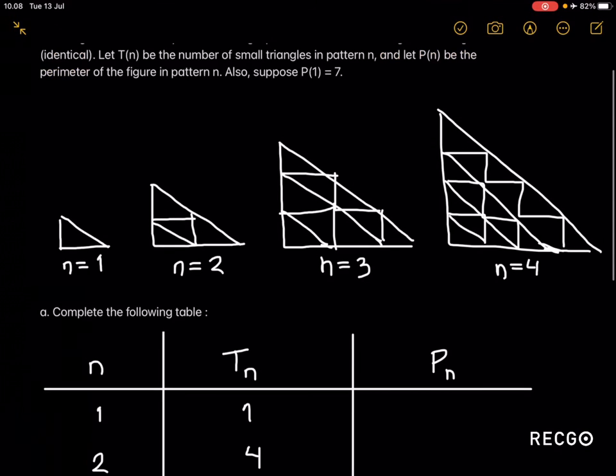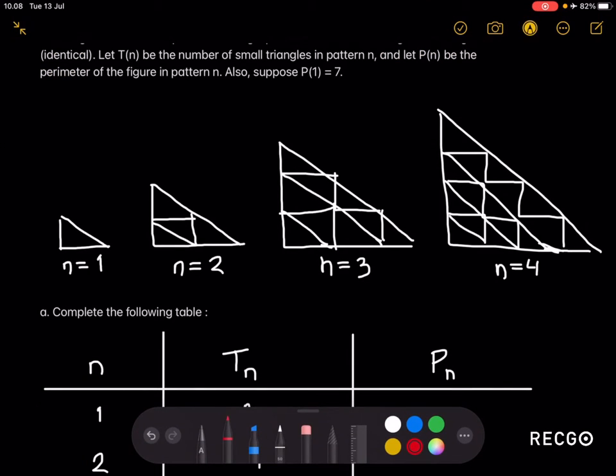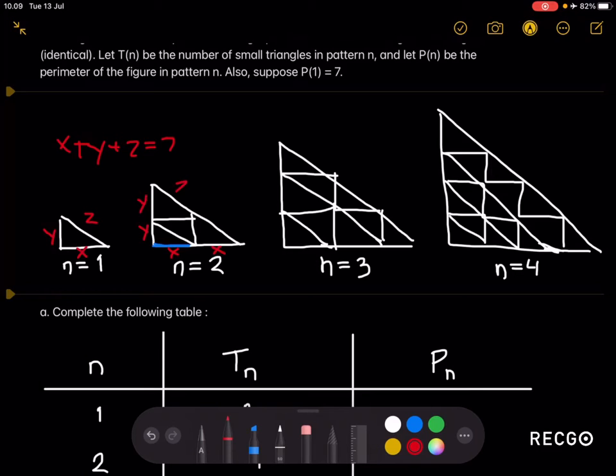Now for P of n, this might be a little bit tricky, but let's suppose that the side lengths of the triangle in pattern 1 are x, y, and z, where x plus y plus z is equal to 7. Since every small triangle is congruent, we can just plug in the dimensions to the next pattern. Notice that this length right here is just x, as well as this length, since these two triangles are congruent. Same thing for here, this is just y and this is just y, this is z and this is just z. So the perimeter for pattern 2 will be 2x plus 2y plus 2z.